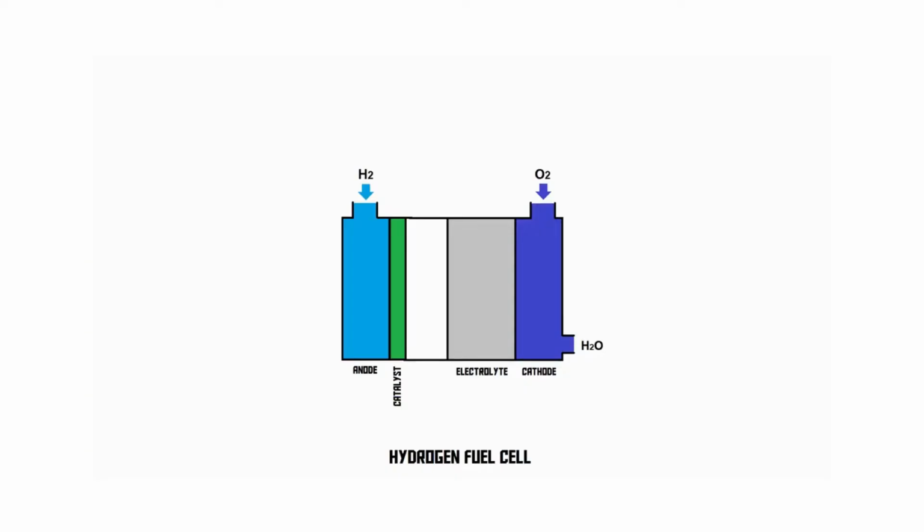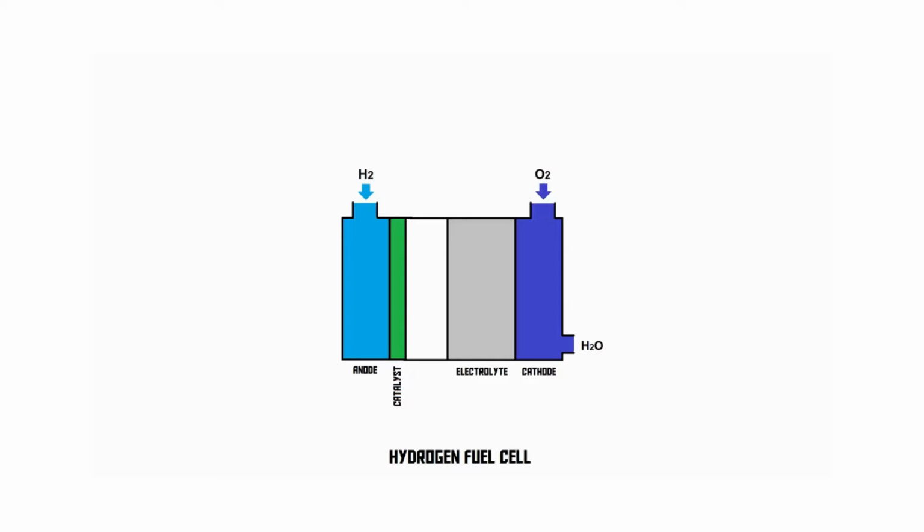Right here you can see my schematic drawing of a hydrogen fuel cell. On the left side you can see there is an anode, and on the right side there is the cathode. The anode and the cathode are hollow areas in which gas can be put. So inside the anode, this is where the hydrogen gas goes, and the oxygen goes into the cathode. In between them, you'll find a catalyst, which is the green layer in this drawing, and an electrolyte.